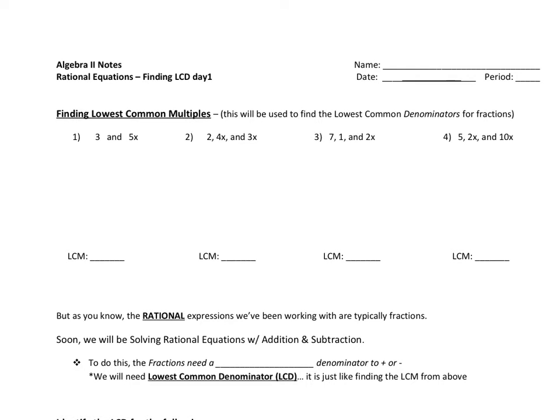We've got 3 and then we have 5x. So when we're looking for a lowest common multiple, we're counting by threes, because that's one of the terms we're dealing with. So 3, 6, 9, 12, 15, 18, and so on. And then you do the same thing with the 5. Now there's an x involved, but it's still counting by 5s. 5x, 10x, 15x, 20x, and so on.